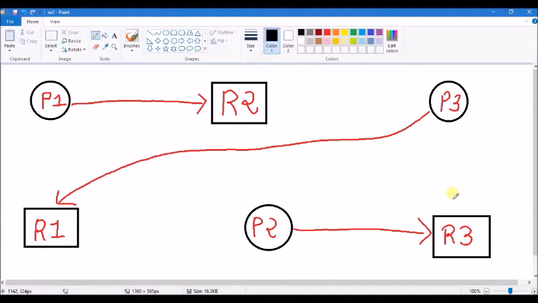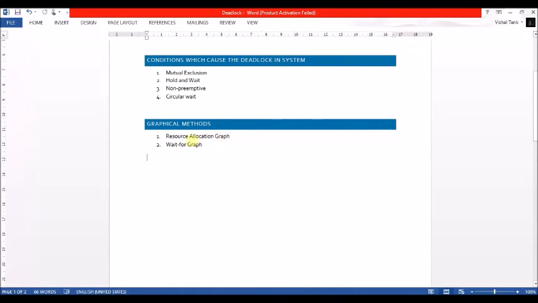So the solution was a graphical method. We have two graphical methods: the resource allocation graph, and the wait-for graph. Okay, so let's understand the resource allocation graph.